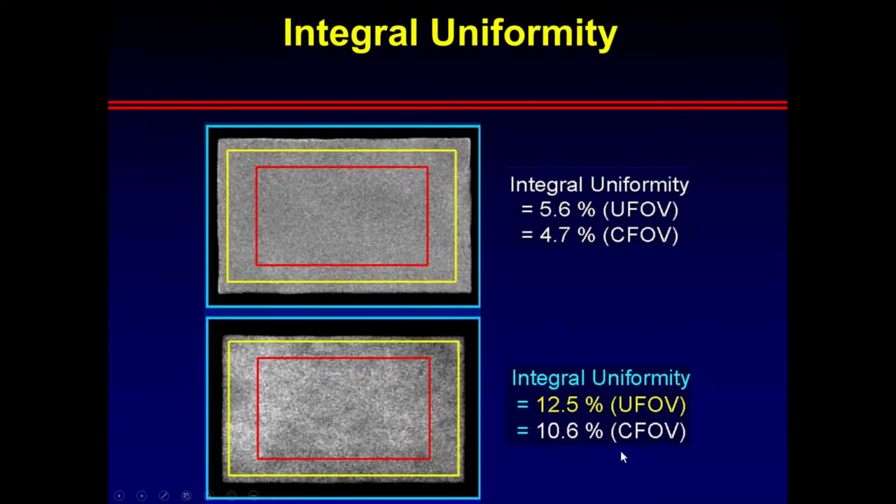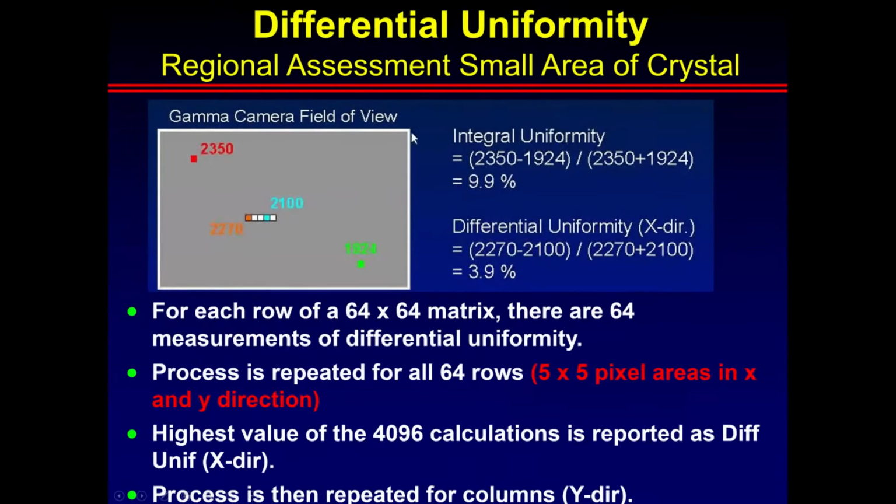This is a poor flood. This is with a lot of difference in uniformity. You can see the difference between this flood and this flood. This is with a 12% integral uniformity, which is very poor. We try to stay at 5% or less. And so by doing these floods, we can then correct for these issues. And so integral uniformity, again, looks at the difference between the highest and lowest peaks.